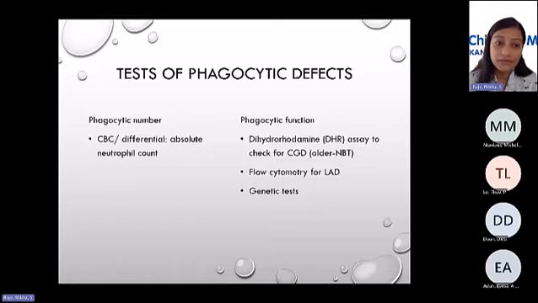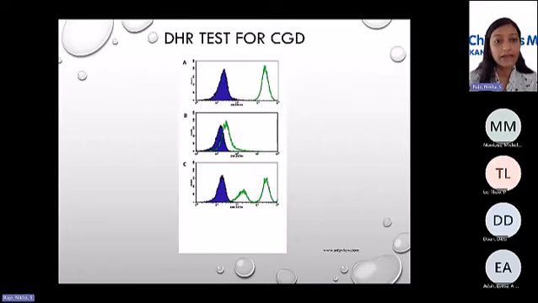Testing for phagocytic disorders, so cell counts, again, gives your absolute neutrophil count that might be helpful. The function of these neutrophils can be looked at by various tests. For example, the dihydrorhodamine assay is used for checking for chronic granulomatous disease. There is a flow cytometric test, again, for leukocyte adhesion defect, looking at cell markers called CD15, CD18, and those are important. And then again, genetic testing is definitely helpful.